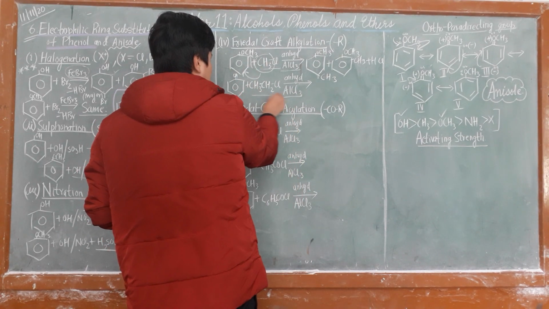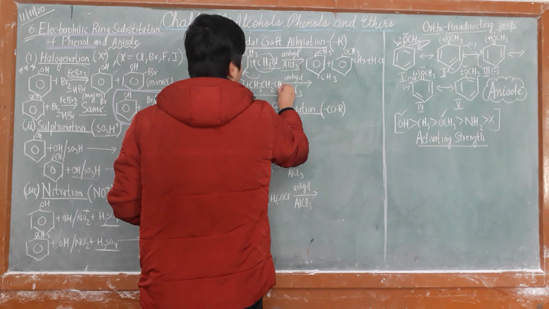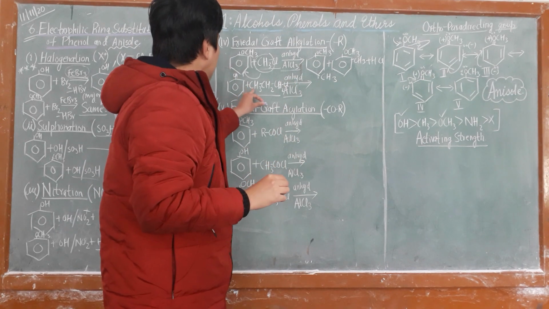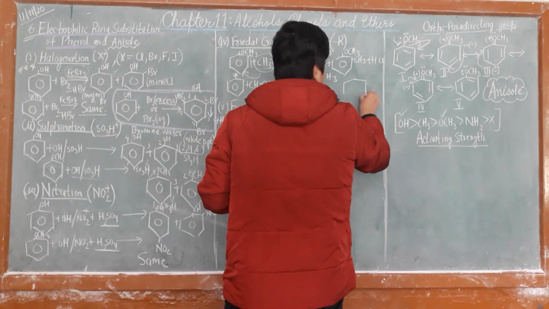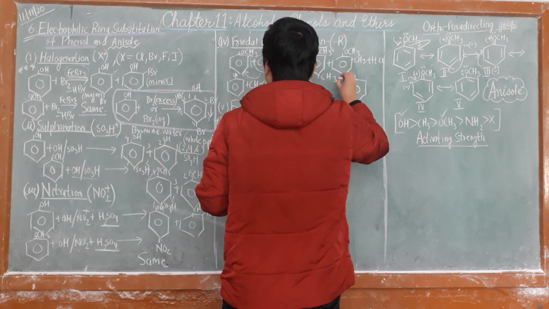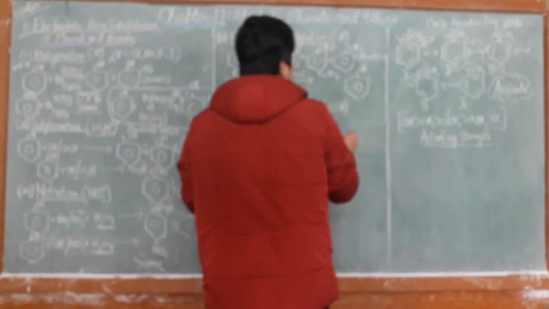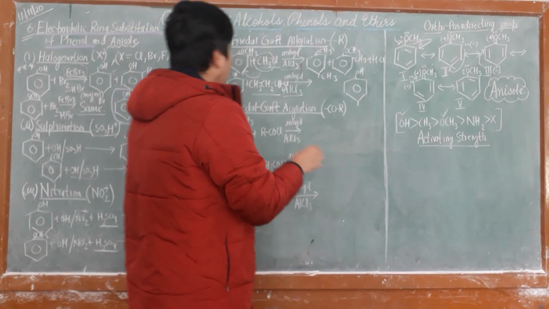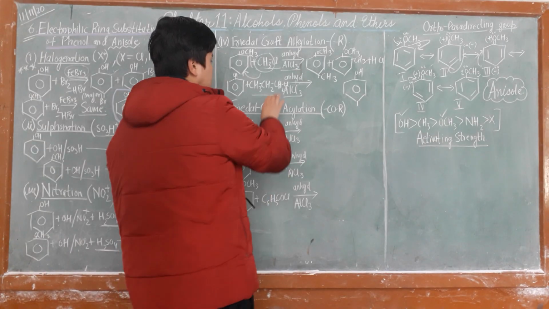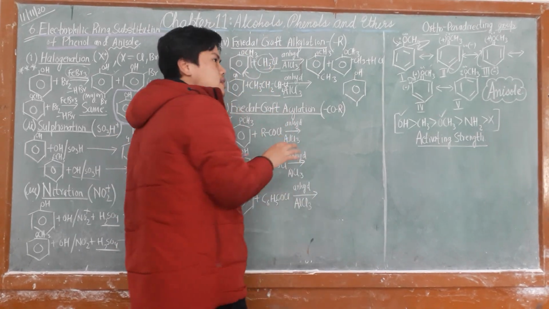Now when you react phenol with this one, another haloalkane, CH3, CH2, CH2, Cl. Any doubt here? Phenol reacts with it, and you might draw the product with the bond CH2, CH2, CH3 attached at para, but that is not correct. The answer will be wrong. Why? Because stability should be maintained.